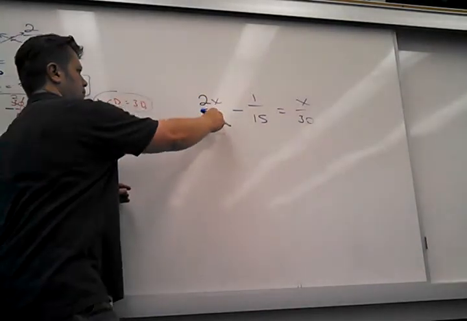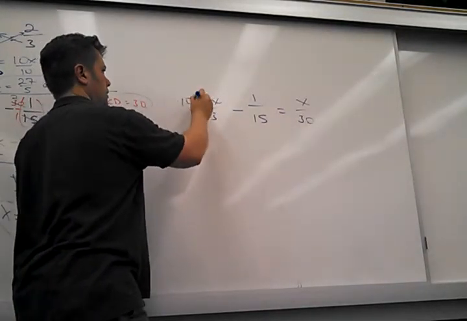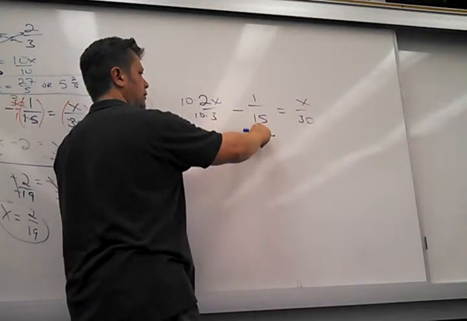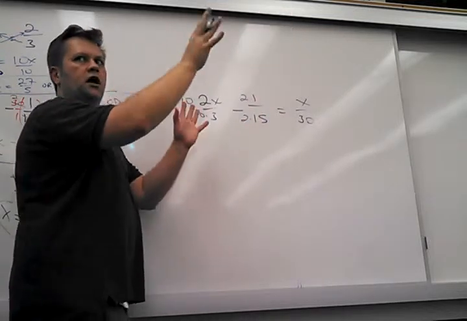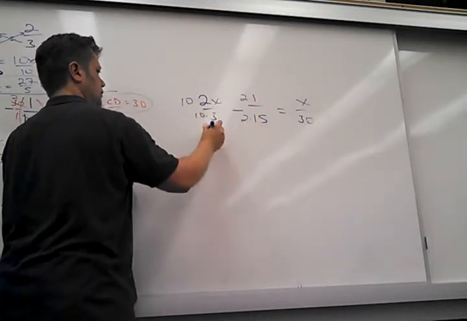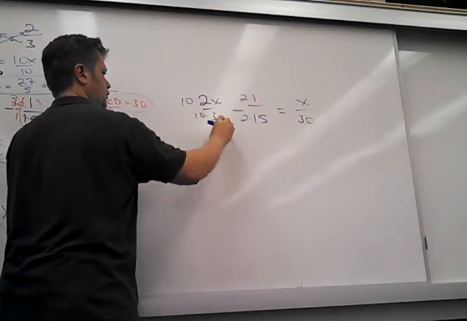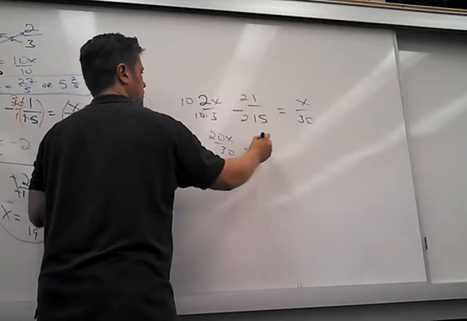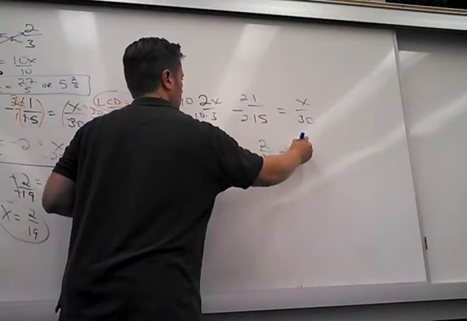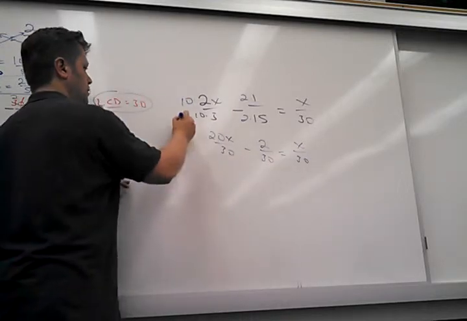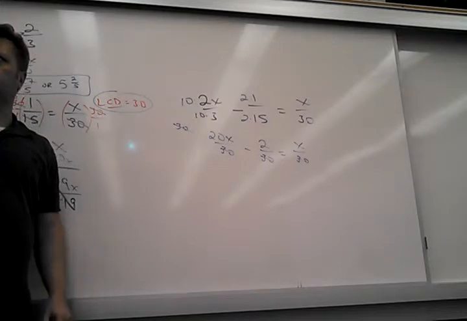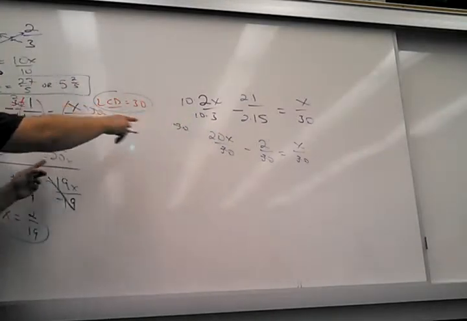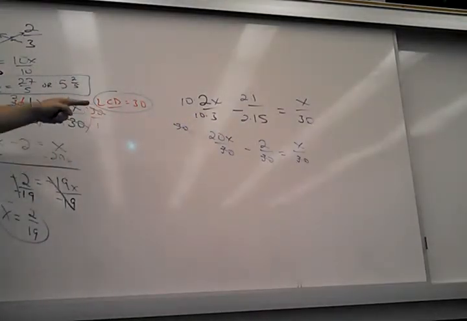How do I make this first thing become over 30? Multiply by 10. How do I make this guy become over 30? Times 2. This guy is there, right? So then I get what here? 20x over 30 minus 2 over 30. So now if I multiply by 30, they all cancel, right? So then I get 20x minus 2 equals x, the same way I got there. So either way you like it.